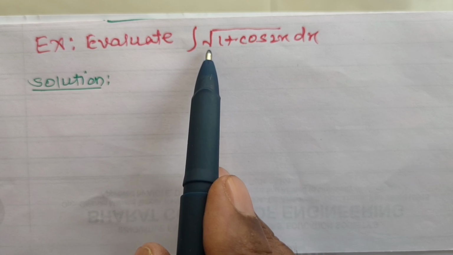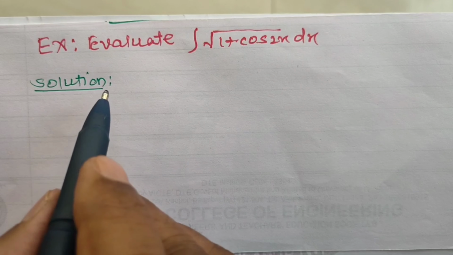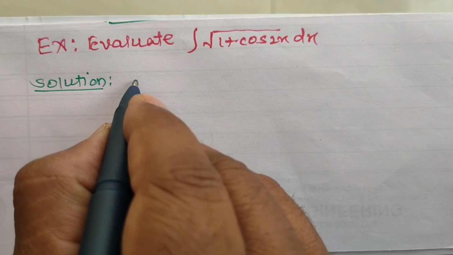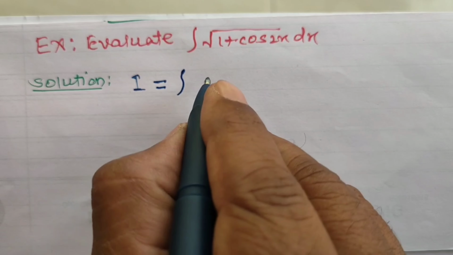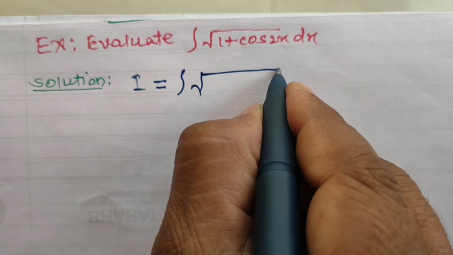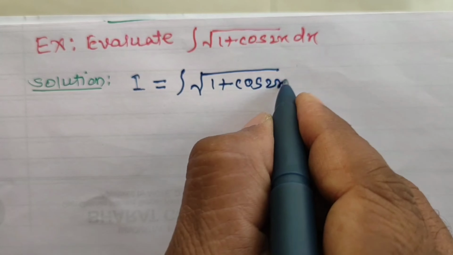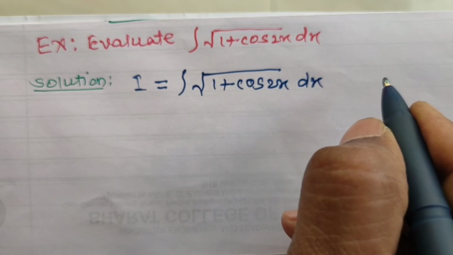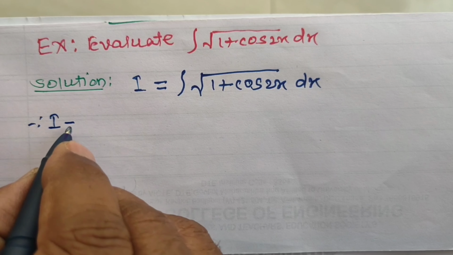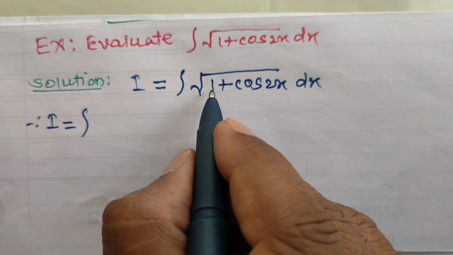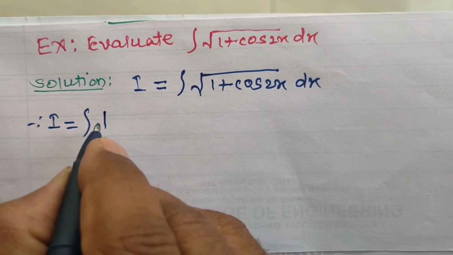Let us evaluate this integral: integral of under root 1 plus cos 2x with respect to x. First of all, represent the given integral as I. Hence, I is equal to integral of square root of 1 plus cos 2x with respect to x. Hence, I is equal to integral of square root of 2 cos square x, since 1 plus cos 2x is 2 cos square x.